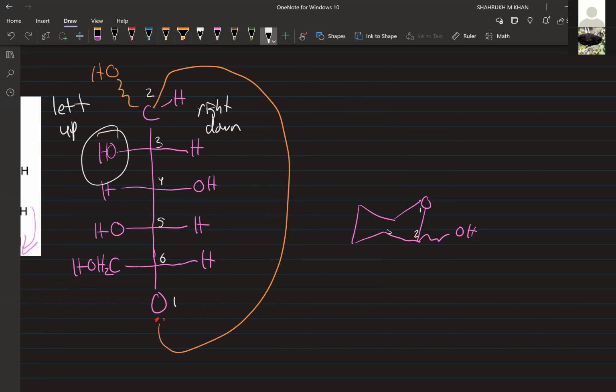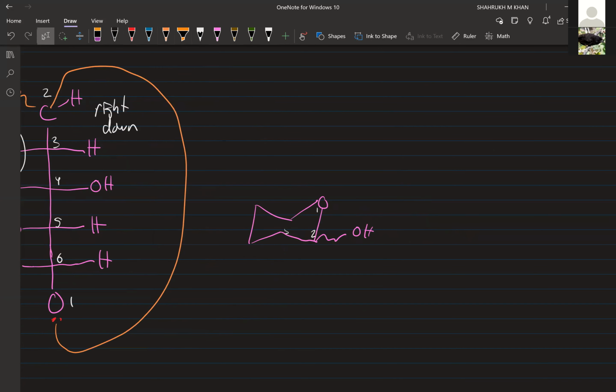Talking about this OH here. So maybe let's go over some rings. So, cyclohexane ring, right? Axial up, equatorial down. Equatorial up, axial down. Axial up, equatorial down. Axial down, equatorial up. Equatorial down, axial up, right? Axial down, equatorial up. We are at this position here.